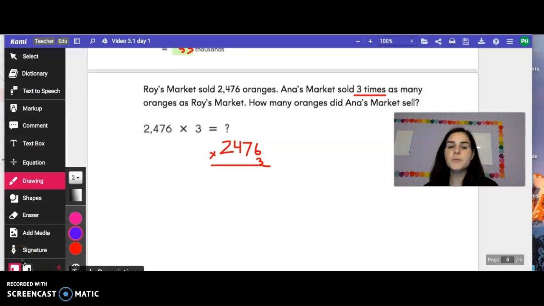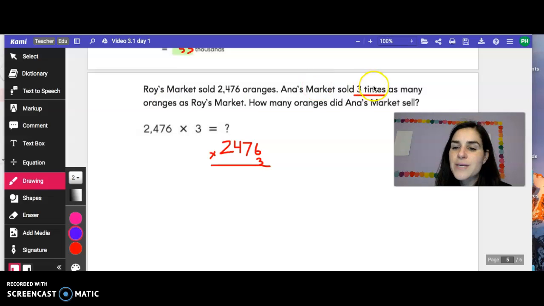Sometimes you'll have to use multiplication in a word problem. So with this one, Roy's Market sold 2,476 oranges. Anna's Market sold 3 times as many oranges as Roy's Market. How many oranges did Anna's Market sell? Those words 3 times, that would be the clue that you need to do multiplication. Now, whenever I'm doing multiplication like this, I need to rewrite the problem with the big number on top. So I'm going to do one more demonstration, and then after this one, you are going to solve them on your own.